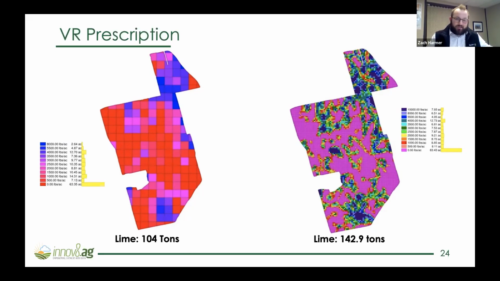When you look on the optics side, we'll get to the 142 tons soon, but you can see that the application area for 0 pounds to the acre is the same, 63 acres. But what's different is we're also calling for about 38 more tons of lime on this field collectively.